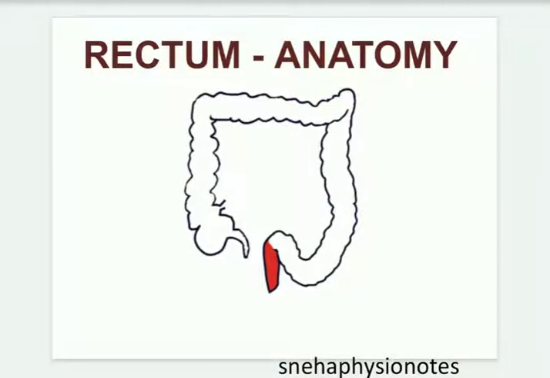Hello physios. Next, entering the topic on anatomy: the rectum. You can write my notes from an exam point of view, which is easy and understandable.